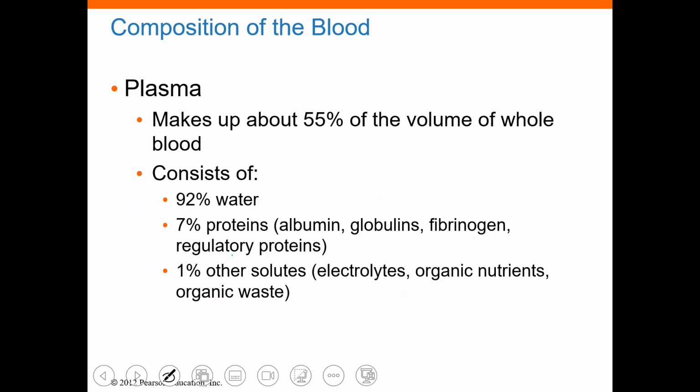Plasma makes up about 55% of the volume of whole blood. It consists of about 92% water and about 7% protein, being albumin, globulin, fibrinogen, and regulatory proteins. About 1% would be other solutes like electrolytes, organic nutrients, and organic waste.